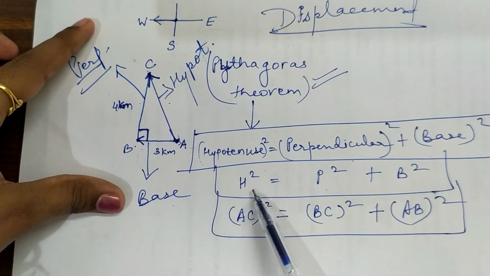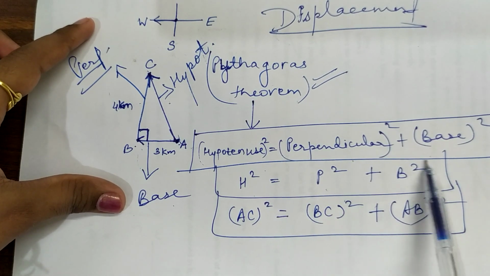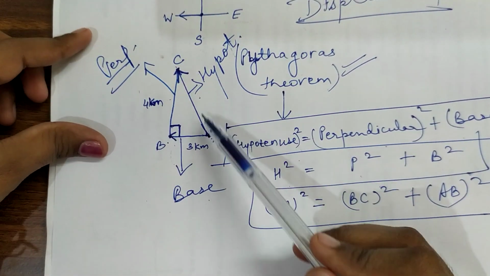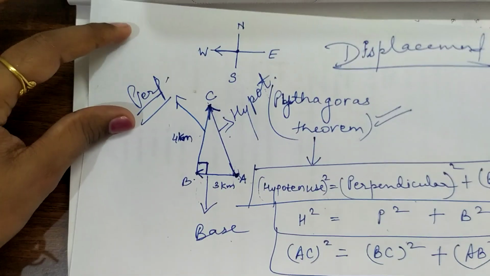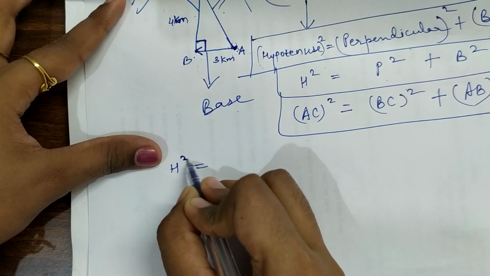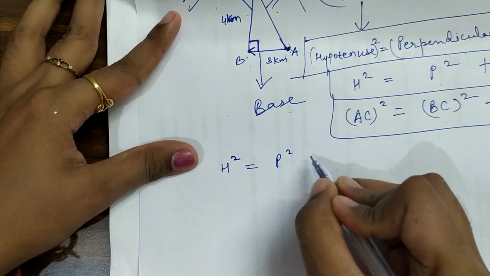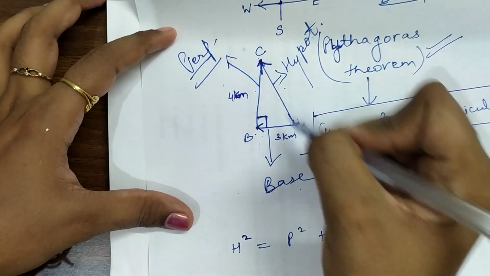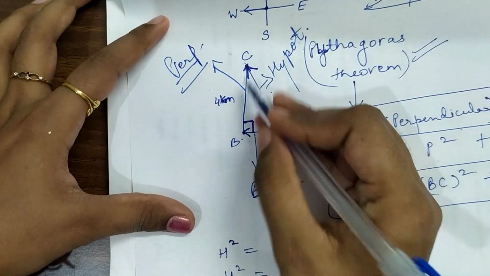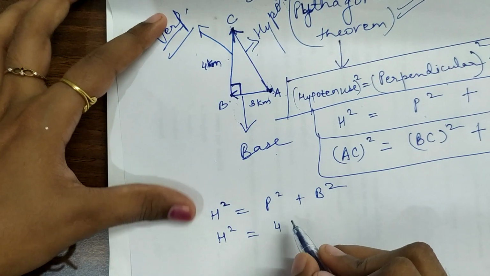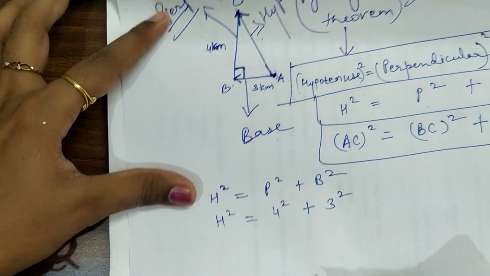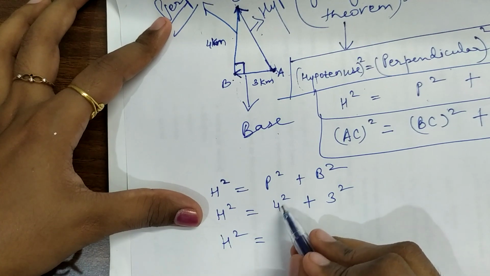And what is the formula for Pythagoras theorem? Hypotenuse square is equal to perpendicular square plus base square. Now, how do we determine this displacement AC? As you already know the formula, hypotenuse square is equal to perpendicular square plus base square. Now what is your hypotenuse here? The hypotenuse you need to determine, means hypotenuse square. And what is your perpendicular? 4 kilometer, so you can write 4 square, plus what is your base? 3 square.